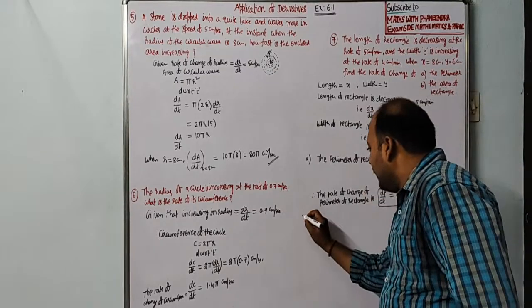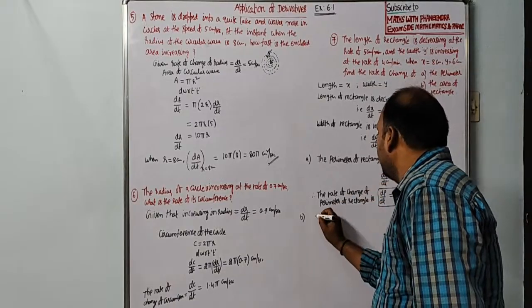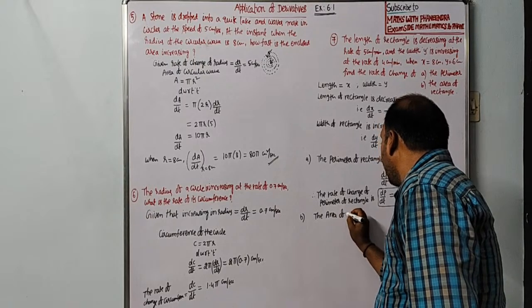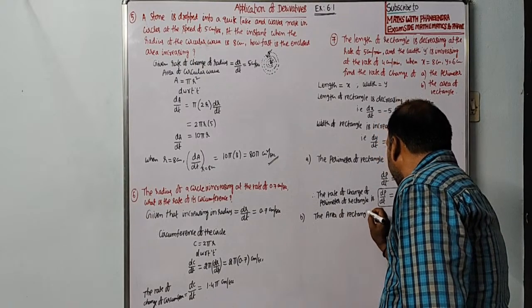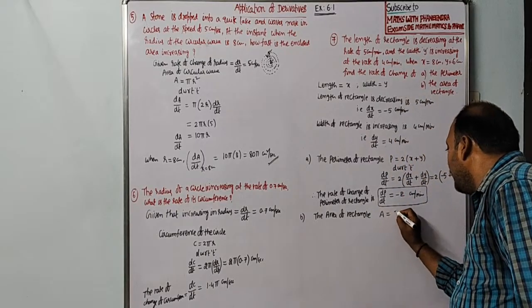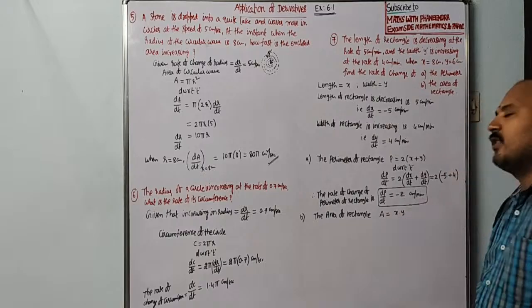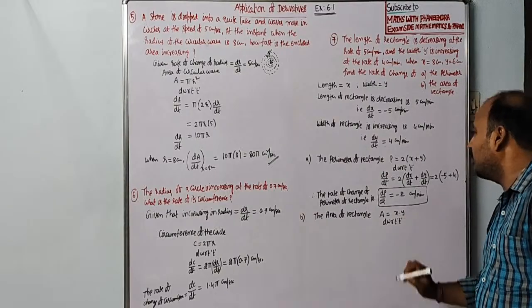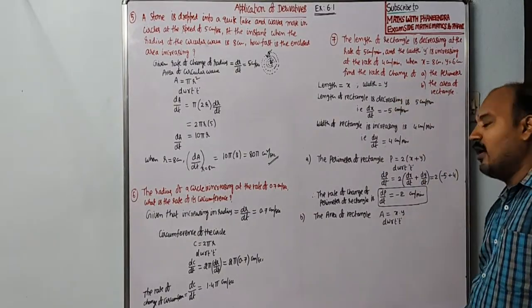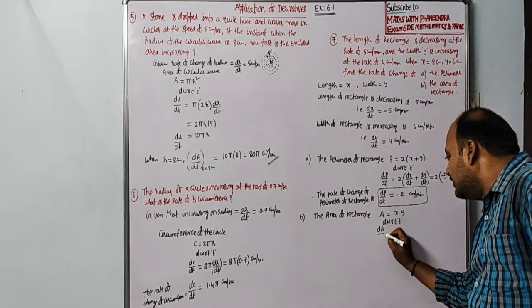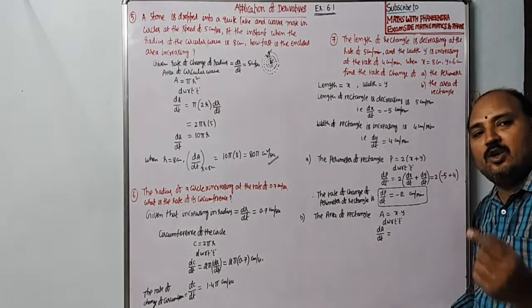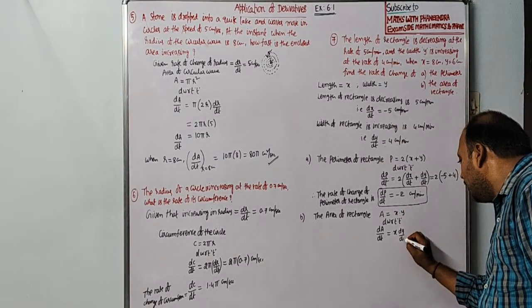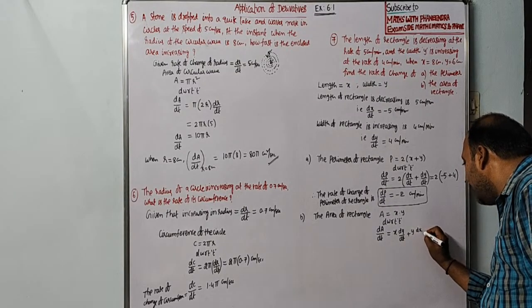Now come to question number B in this. The area of rectangle. A is equal to L into B, that means x into y. Now differentiate with respect to t. Why do we have to differentiate with respect to t? To get the rate of change of area, dA by dt. So dA by dt is equal to, here we are going to apply the UV formula, the product rule of differentiation. x into dy by dt plus y into dx by dt.